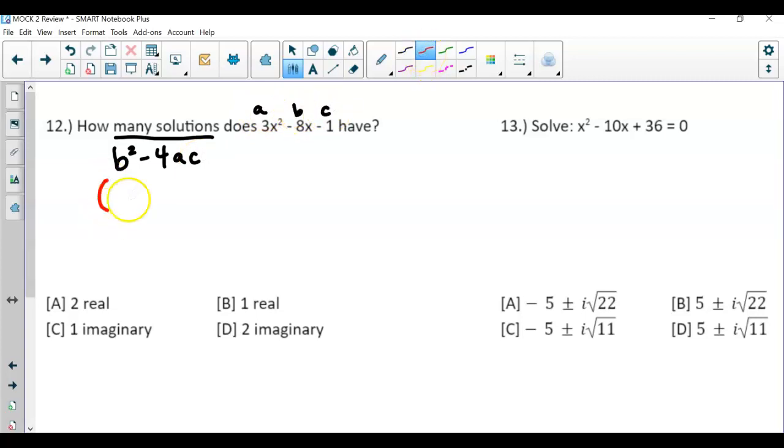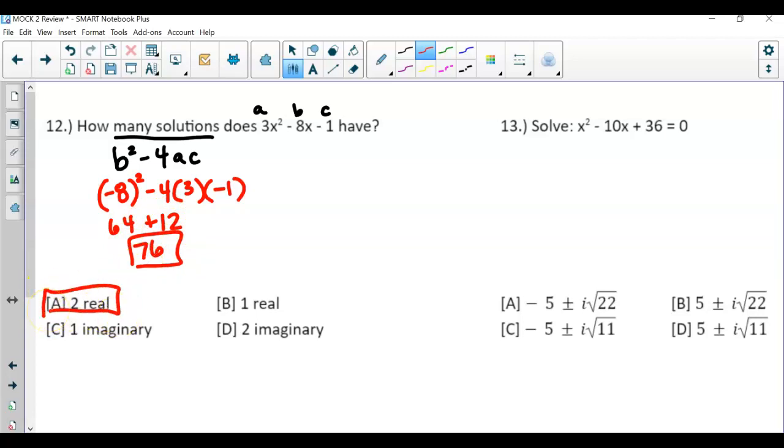Now I've got b squared, which is negative 8, minus 4 times a, which is 3, times c, which is negative 1. So now here I've got 64 plus 12, which is positive 76. Whenever we had a positive discriminant, we always had 2 real solutions.